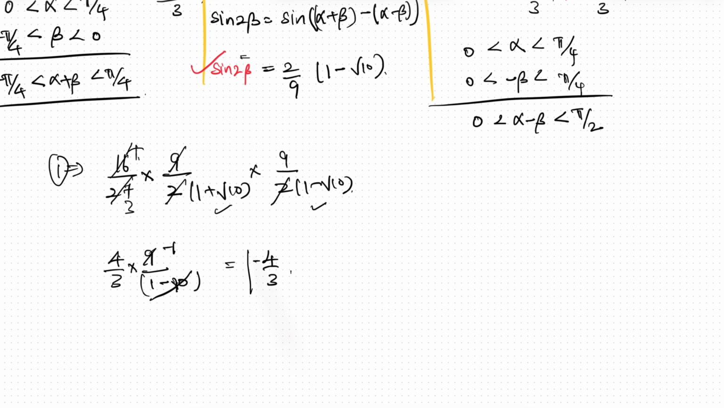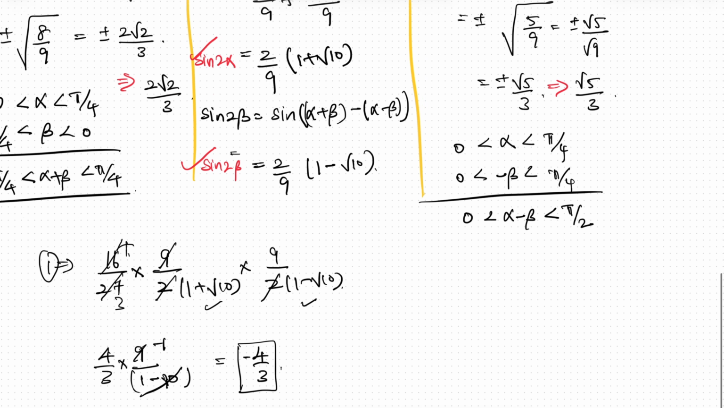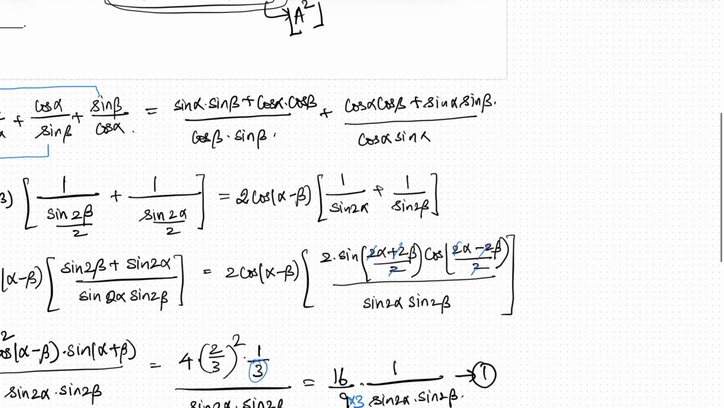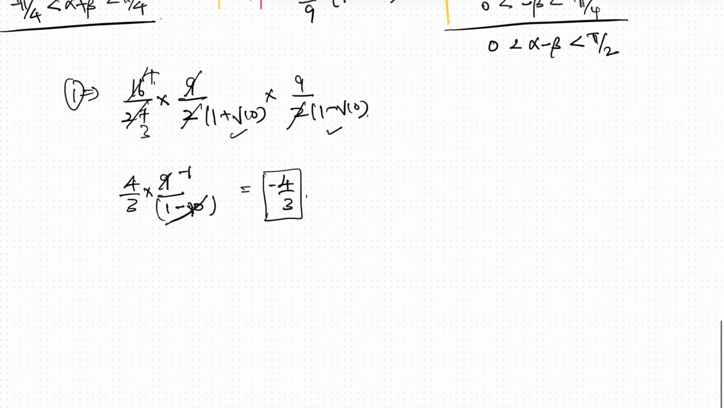We just found minus 4 by 3 to be our answer, but it is not the final answer because let's say this expression is a. Now we'll have to find a square and then we'll have to use the greatest integer function. So let me first write this as a. So a square is 16 by 9, and 16 by 9 will be around 1.7 something, it doesn't matter. So when I find the greatest integer function for it, your answer would be 1.